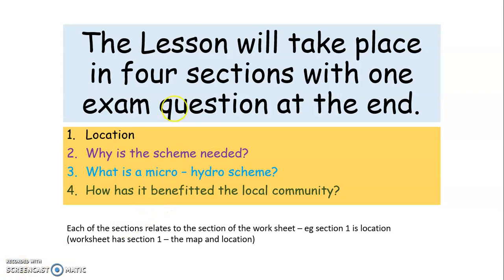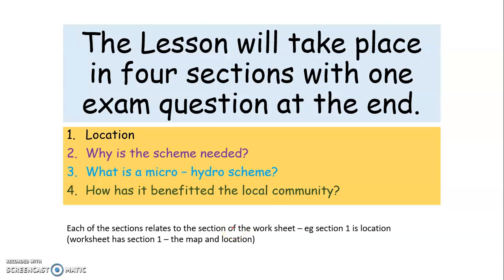Okay, so each of these sections links to a section of your worksheet. They are clearly labelled with 1, 2, 3 and 4. Your worksheet, or if you're doing it on paper, you look at the worksheet on screen. It says section 1, 2, 3, 4, for example. Section 1 is location. Section 2 is why the scheme is needed. So therefore there's a little bit of text around that, and we'll talk about that very shortly.